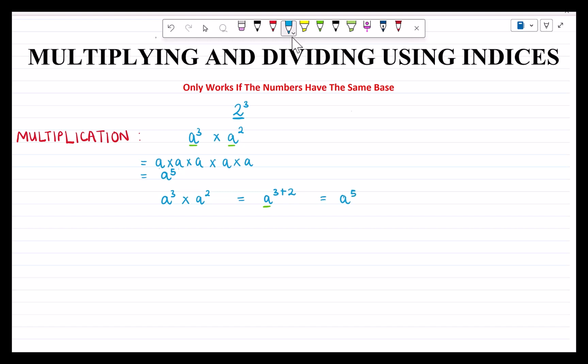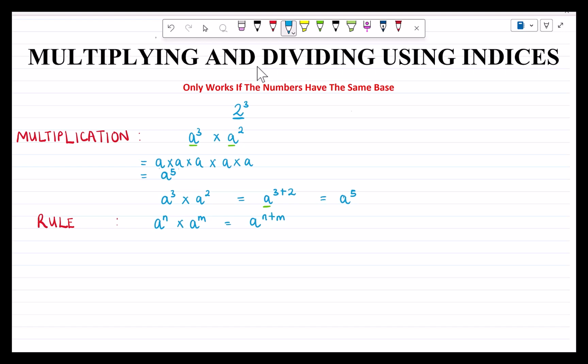which would be equal to a to the power of 5. So the rule for multiplication is if we're multiplying a to the power of n multiplied by a to the power of m, our answer would be a to the power of n plus m. And don't forget that the base has to be the same.